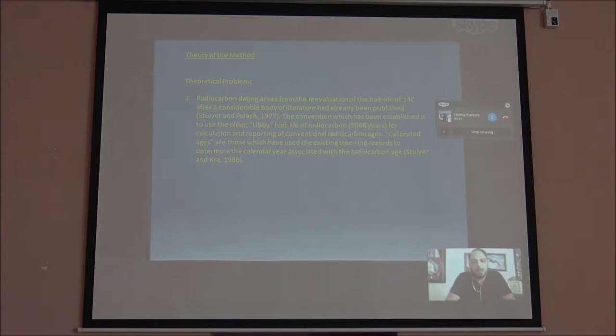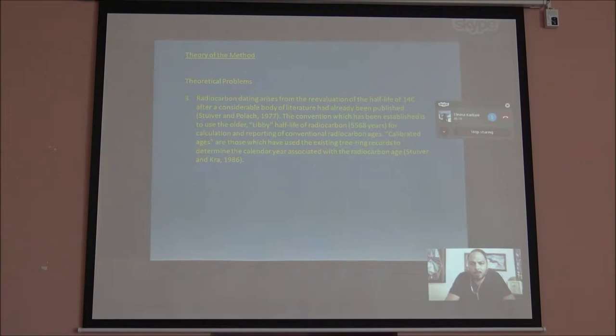The third problem is that radiocarbon dating suffers from the re-evaluation of the half-life of carbon-14 after several bodies of research, which have already been published. The convention which has been established is to use the older half-life of radiocarbon, which is 5,568 years, for calculation and reporting of conventional radiocarbon ages. Calibrated ages, however, use the existing tree-ring records to determine the calendar years associated with the radiocarbon age.